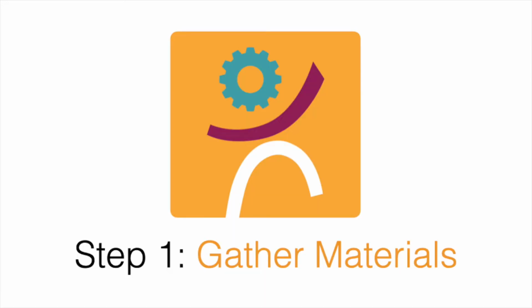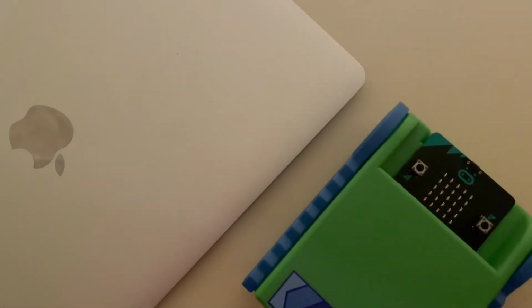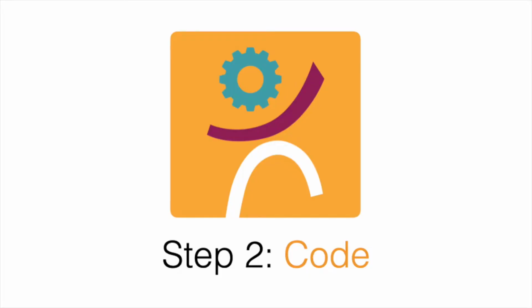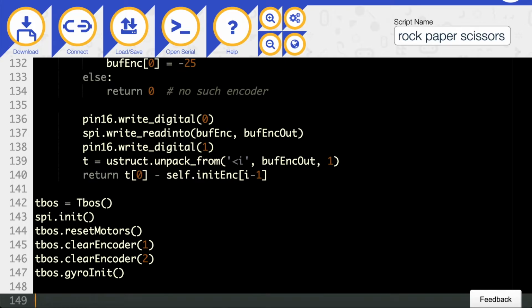Step 1. Gather materials. Gather a computer, a Trashbot, and a micro USB. Step 2. Code. Code your Trashbot to create a rock, paper, scissors game.